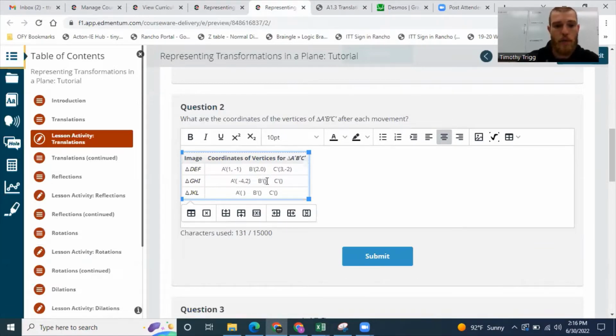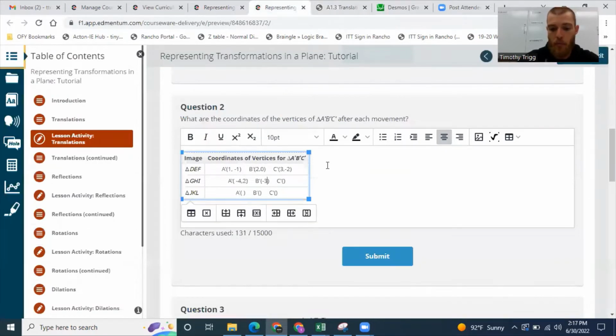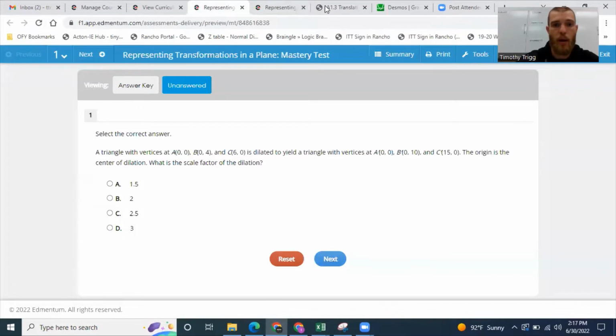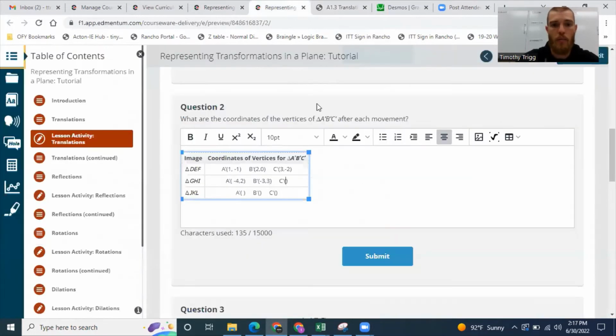Now, what about for B prime in this situation? Well, that's where H is. So that's -3, 3. And C prime in this case, that's at -2, 1. Notice it's where I is. -2, 1.